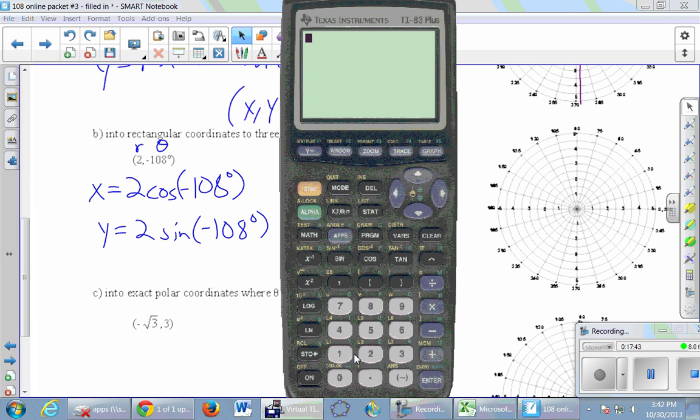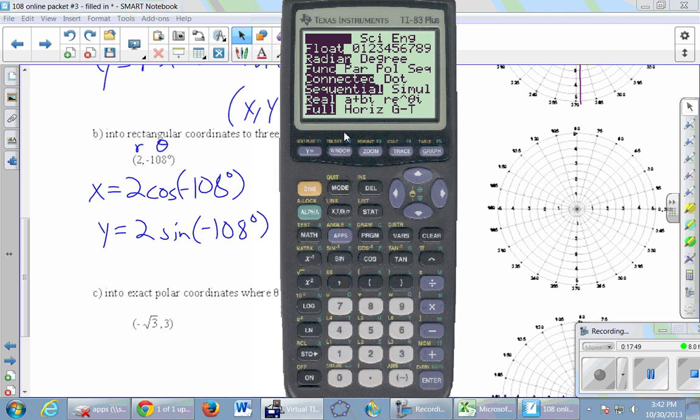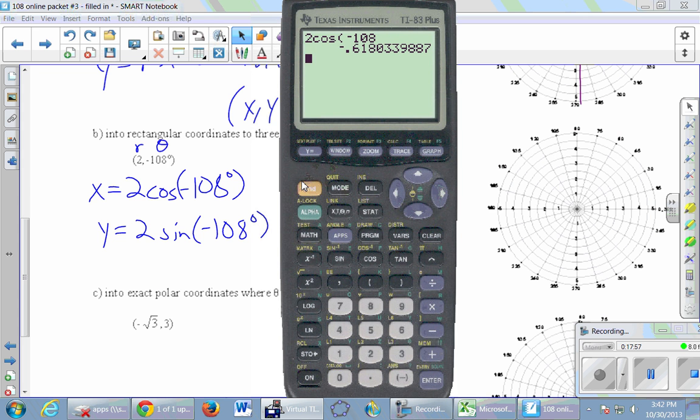Okay, so the first one we said was 2 cosine of negative 108. And again, following my advice, make sure you're in the right mode. Radians is not the right mode for this problem. So we have that, and then same thing, but now sine. And so we have our 2 answers.